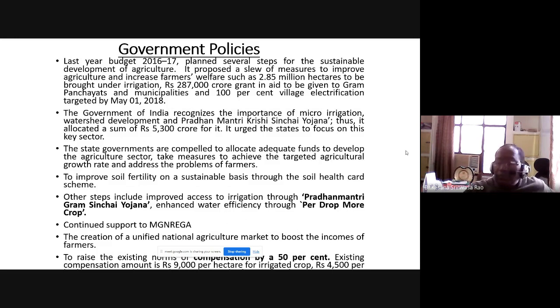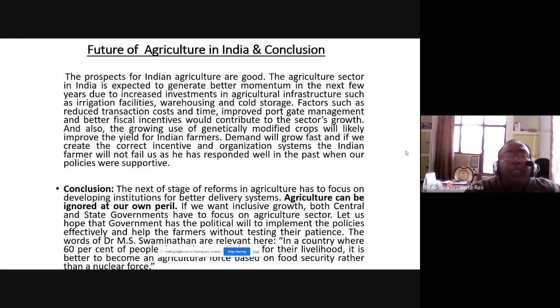Okay, so the government policies, there are several. Now, the future of agriculture in India and conclusion. What I'm trying to say is that the prospects of Indian agriculture are good. The agriculture sector in India is expected to generate better momentum in the next few years due to increased investments in agriculture infrastructure, such as irrigation facilities, warehousing, and cold storages. Factors such as reduced transaction costs and time, improved port gate management, and better fiscal incentives would contribute to the sector's growth. And also, the growing use of genetically modified crops will likely improve the yield for Indian farmers.